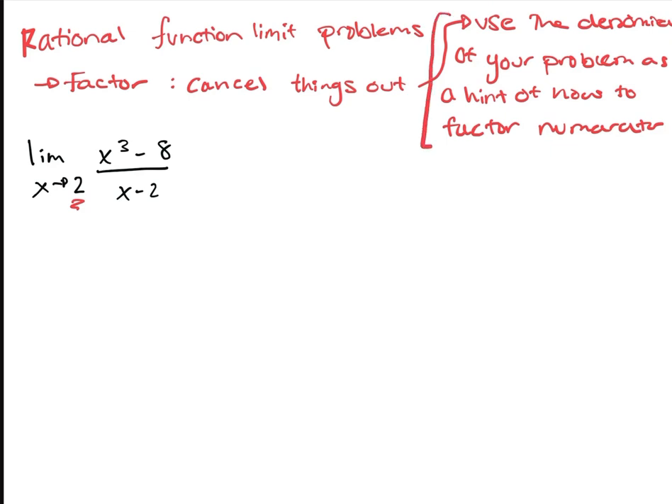If you use a factor that is part of the denominator in the numerator, then you're going to be able to cancel stuff out, and then you're going to get to a place where you can plug in that a value and you'll have a defined function. So looking at this problem, we have the limit as x is approaching 2 of x cubed minus 8.